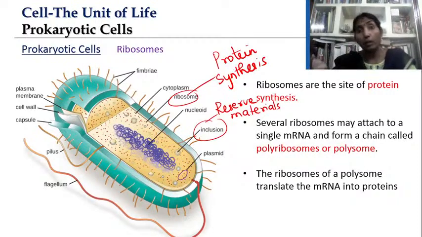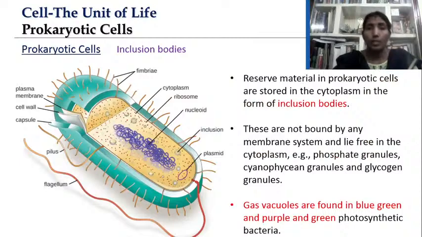When I do eukaryotes, you will be able to appreciate how things become more complex. Here those things are not there. And then you can see those inclusion bodies which I spoke of just before. They are reserve material stored in the cytoplasm. They are not bound by any membrane system. They lie free, like phosphate granules, cyanophycin granules or glycogen granules.